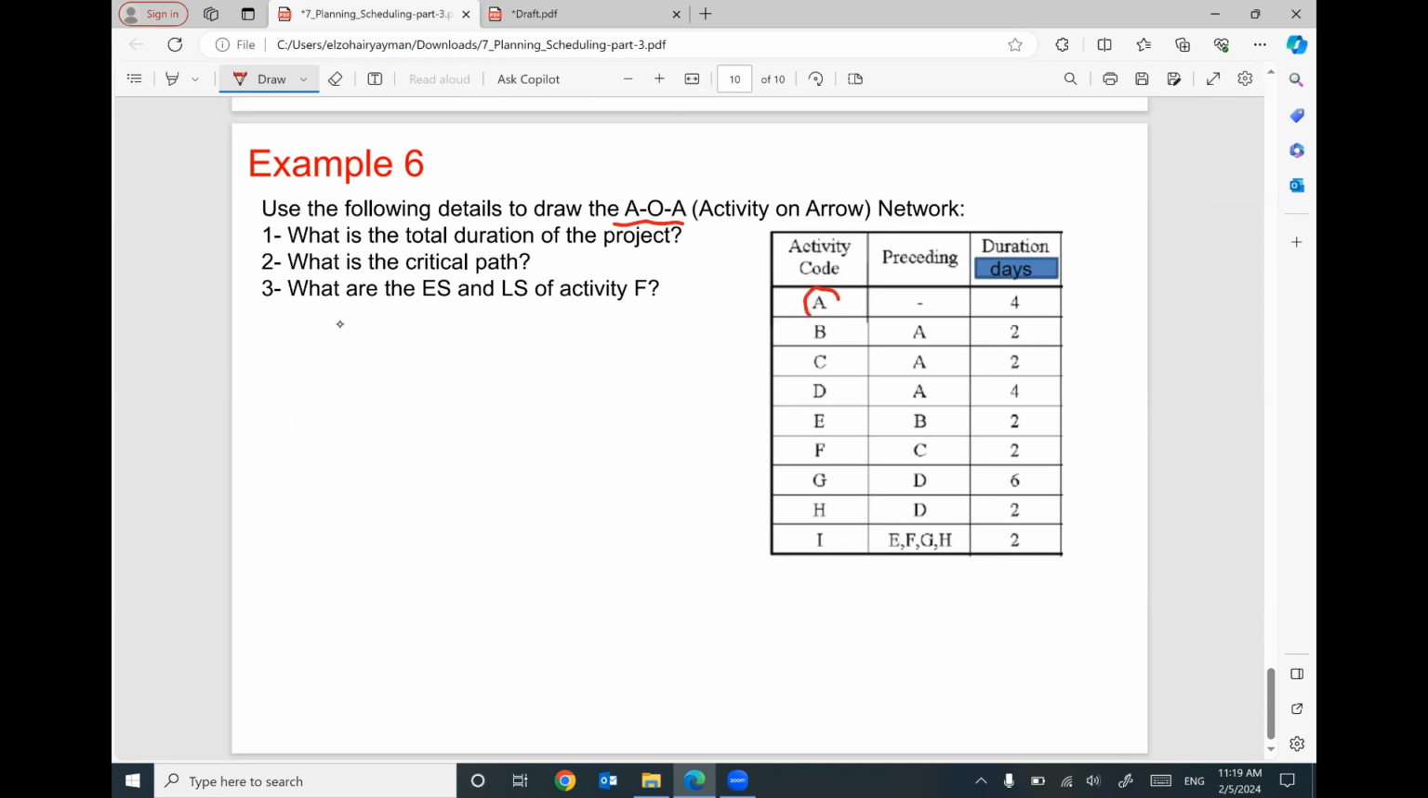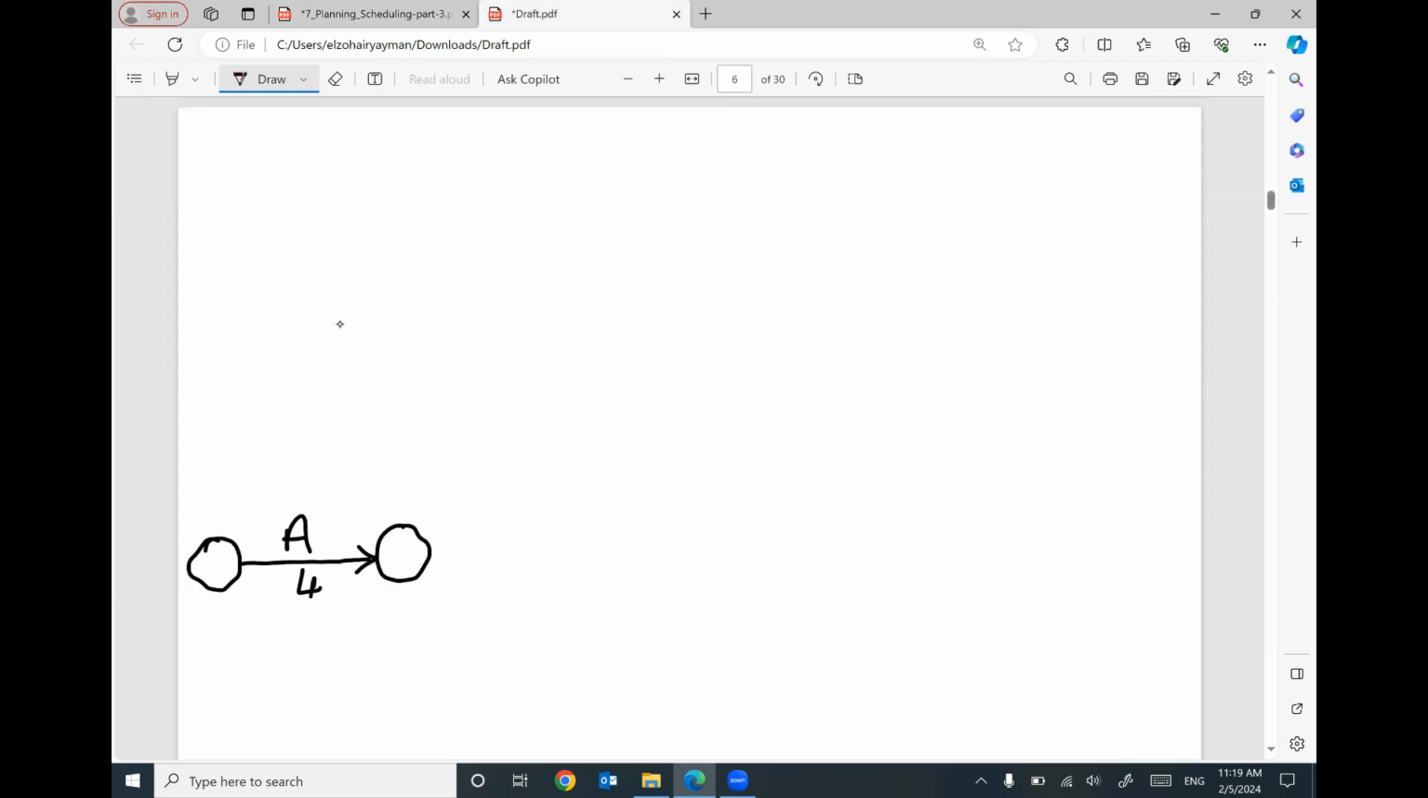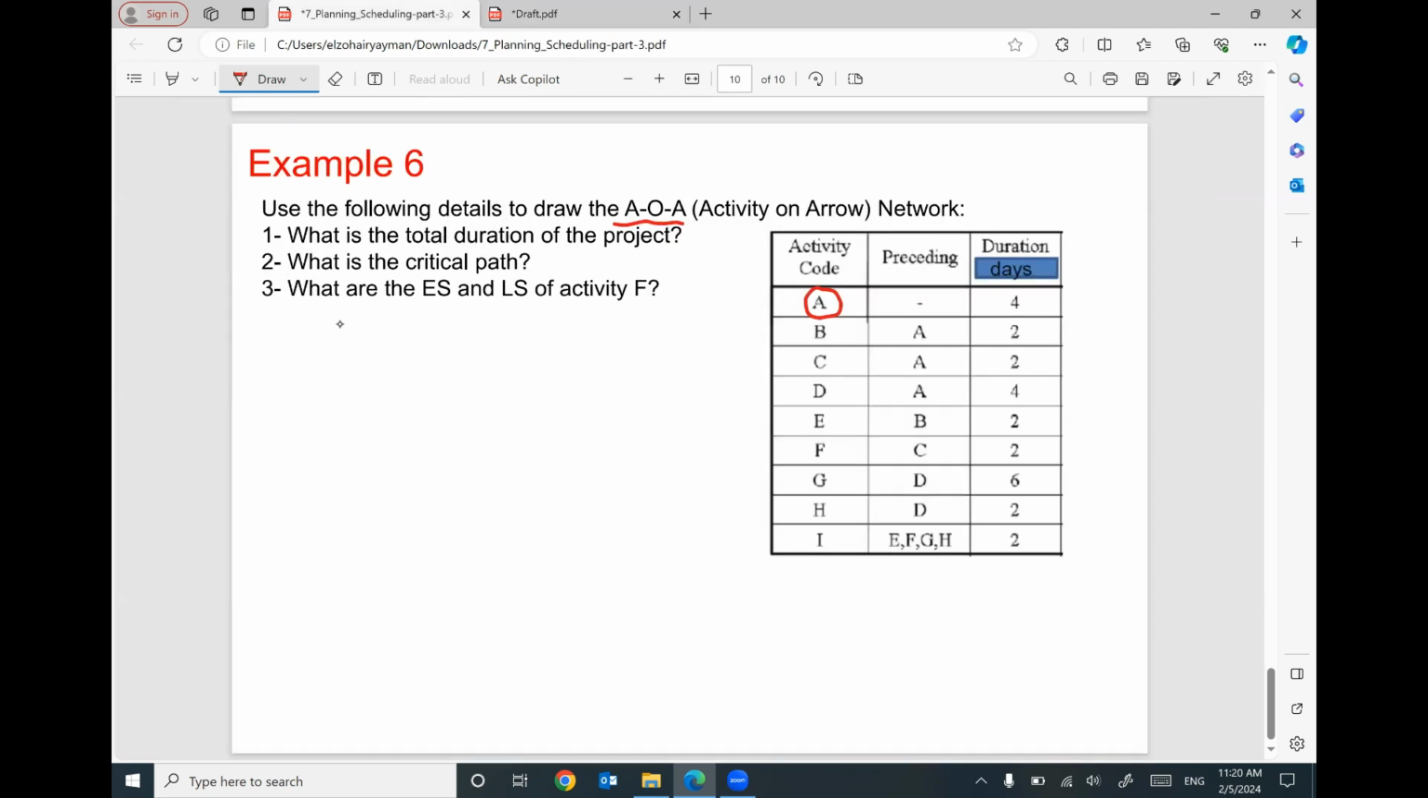So activity A looks like this, the first activity in the project. I will start activity A like this, with a duration equal to 4 days. Then the following activities B, C, and D. All of them are following activity A. We have B, C, and D.